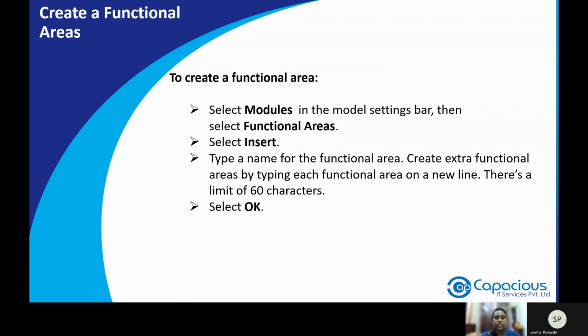We can select a particular functional area for each line item, and there will be a limit of 60 characters. Above these 60 characters, it won't accept the functional areas. Then we have to select OK. Then the functional area will be created.